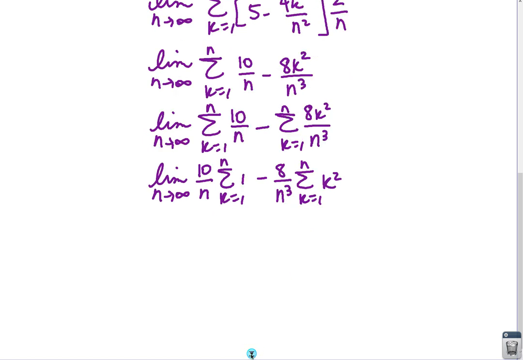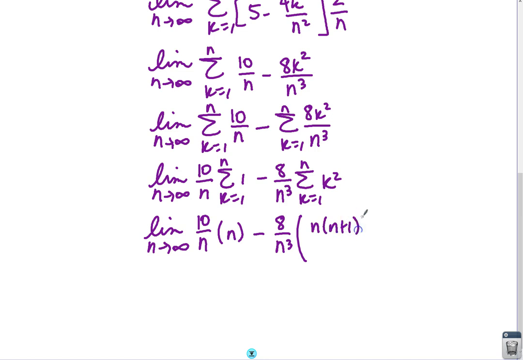So now let's plug in those summation rules. I've got the limit as n approaches infinity of 10 over n. Now this one is saying I'm adding 1 plus 1 plus 1 plus 1, n times, so this is just n. Minus 8 over n cubed. The rule for k squared was n times n plus 1 times 2n plus 1, all over 6. Remember, that was the rule from the last slide, if it helps.